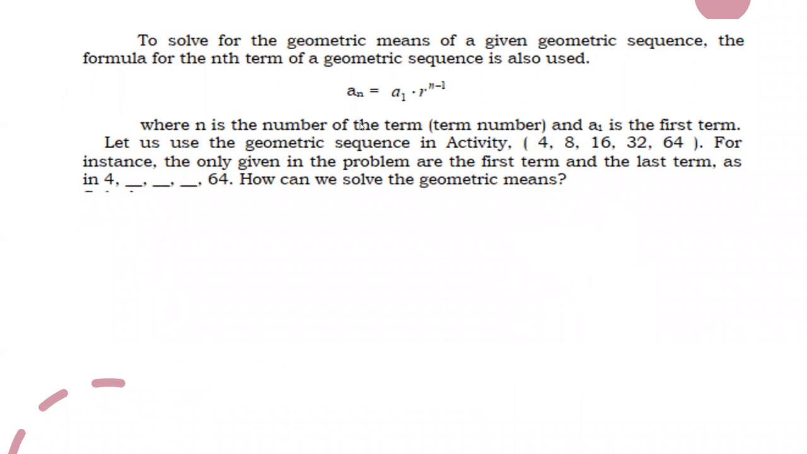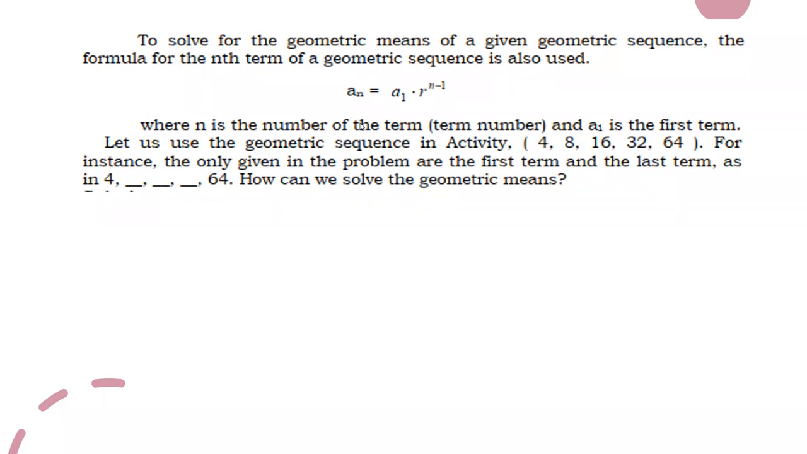Diba doon sa arithmetic sequence, meron rin tayong tinatawag na arithmetic means kung saan yung gitna yung nawawala. Ganun din naman dito sa geometric sequence, we have what we call geometric means. At ganun din yung idea. Meron sa una, meron sa dulo, may nawawala sa gitna. So paano natin siya sasagutin, paano natin masosolve yung mga nawawala sa gitna? Example here is 4, blank, blank, blank, 64. Ibig sabihin may nawawalang tatlo sa gitna.